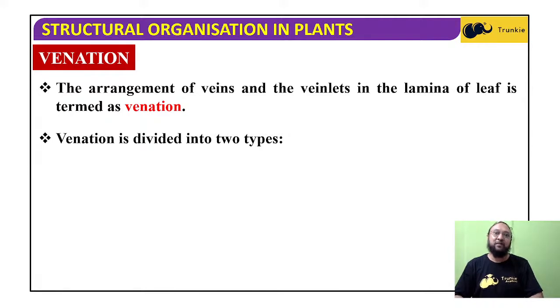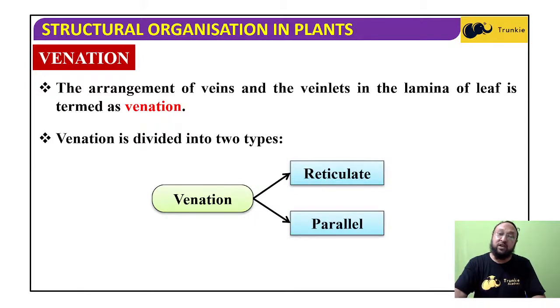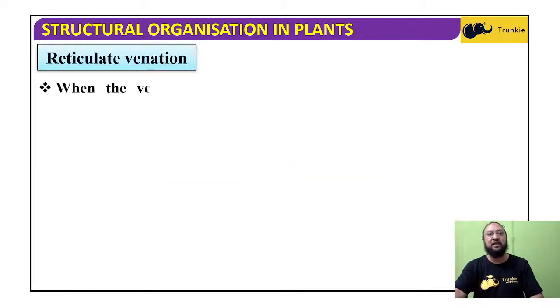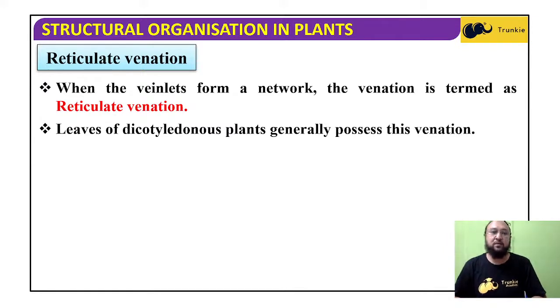The pattern also differs, and there are two types. So that spreading is venation, and we have got reticulate and parallel venation. Reticulate: when the veinlets form a network, the venation is termed as reticulate venation. Leaves of dicotyledonous plants generally possess this venation, because we see the veins are like this.